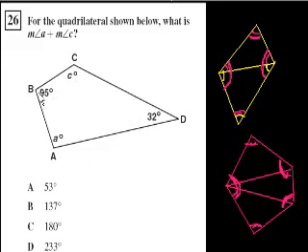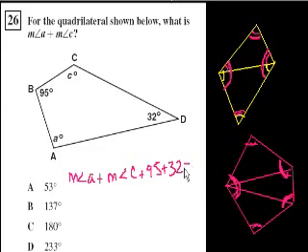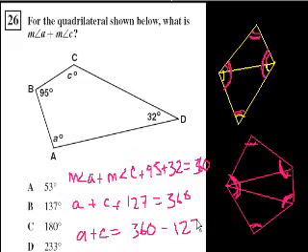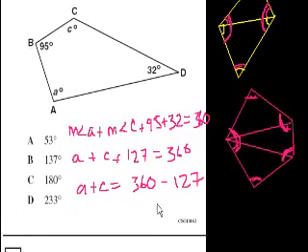But anyway, going back to the quadrilateral. In a quadrilateral, the sum of the angles is going to be 360 degrees. So the measure of angle A plus the measure of angle C plus these two angles, so that's 95 plus 32, is going to be equal to 360. I'll just write A plus C, quick notation. 95 plus 32 is 127, so A plus C plus 127 is equal to 360. A plus C is equal to 360 minus 127. And what is that? That is 233. Right, and that's the choice.